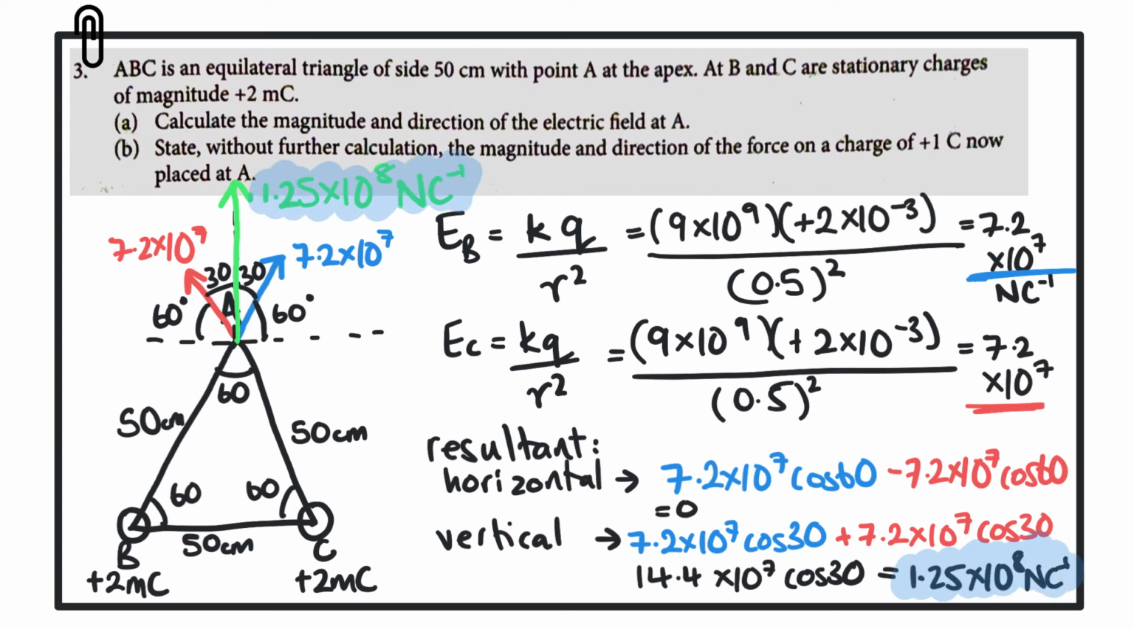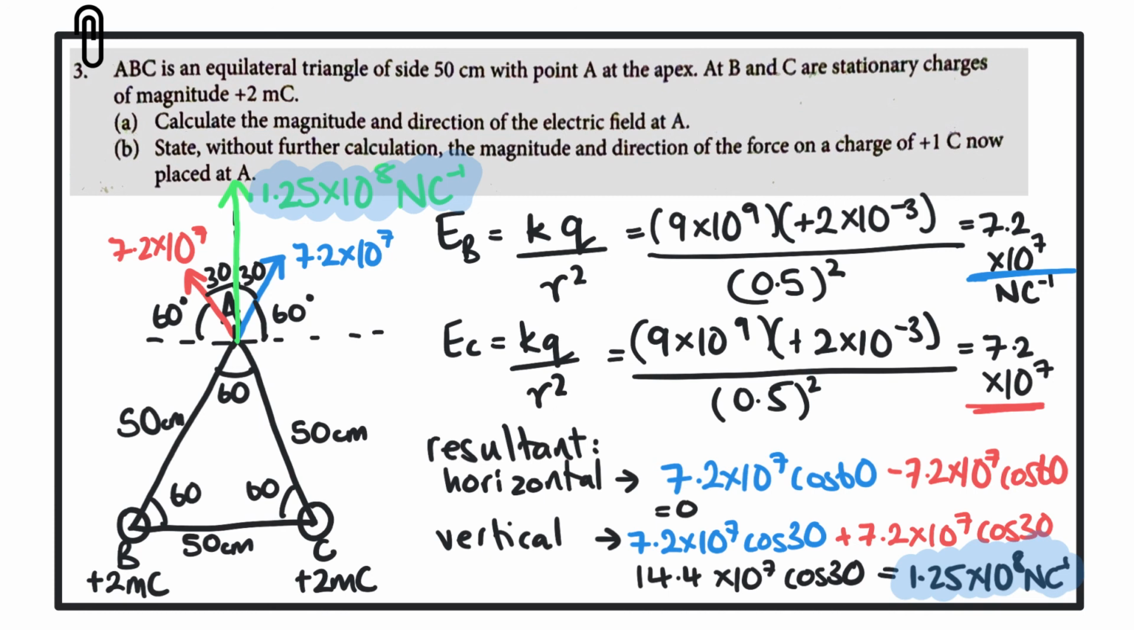Now part B of the question, very short, but it says state without further calculation the magnitude and the direction of the force on a charge of plus 1 coulomb that's now placed at A. Well, the fact that it says without any further calculation should give you a clue that there's not much involved here. In fact, the answer is exactly the same. That's 1.25 by 10 to the power of 8 newtons per coulomb in the vertical, so acting straight up.